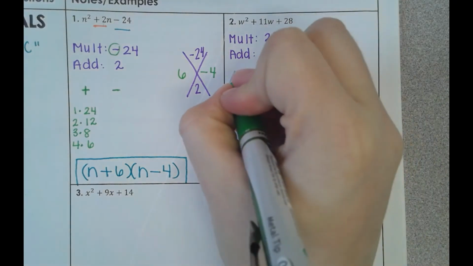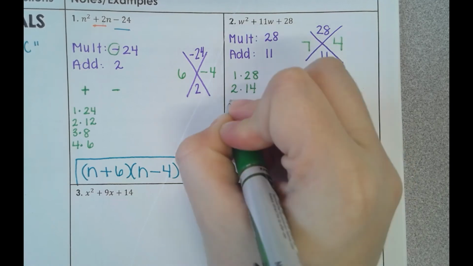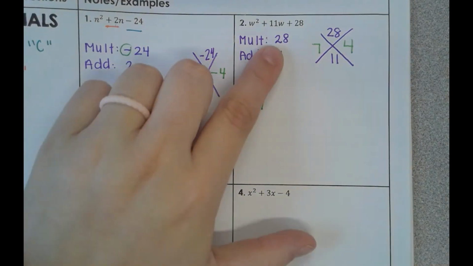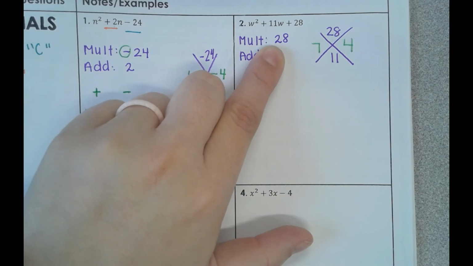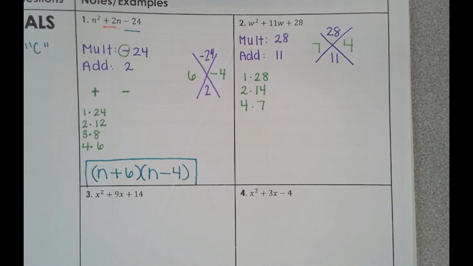You could have just said, okay, 1 and 28, 2 and 14, 4 and 7. If you needed to list those out, you don't have to list those if you can think of those in your head. But sometimes if this is a big number, there's a lot. And sometimes you really do need to list them out. Sometimes you might can figure them out right off the bat.